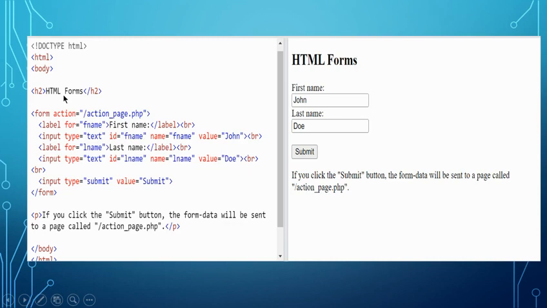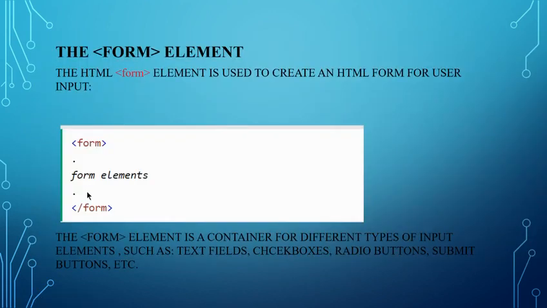Here we have to use the HTML body and the form which we have selected, and next we are using the form element. The HTML form element is used to create an HTML form for user input. Here is a small syntax of the form element. We are going to use the form and then give the form elements which we need, and then we're going to close it.